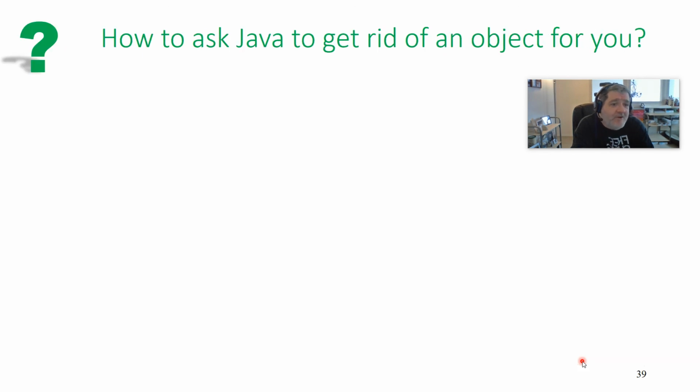Which means you can actually ask Java to get rid of an object for you. We never did that, right? We always create objects with the new keyword, but you never saw me use a keyword like delete object or something like that. It's because most of the time we don't care about deleting objects. We just let the garbage collector do its job, and Java is smart enough to know when it can safely dispose of an object.